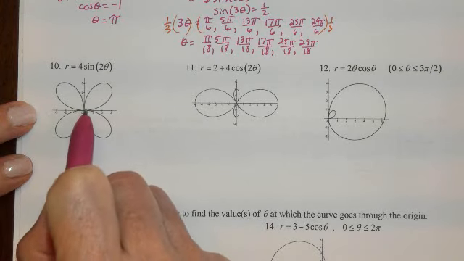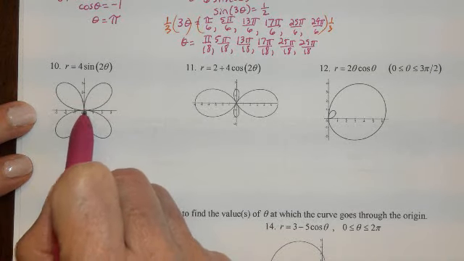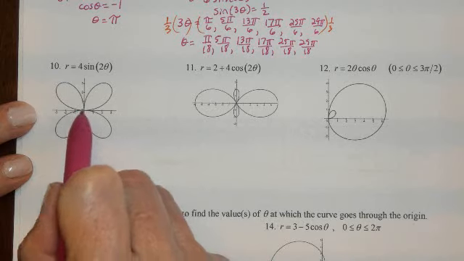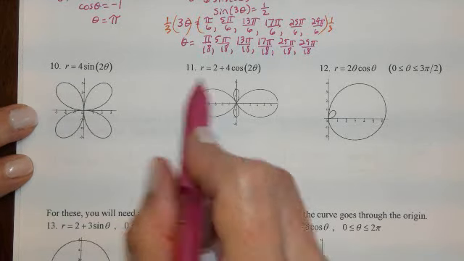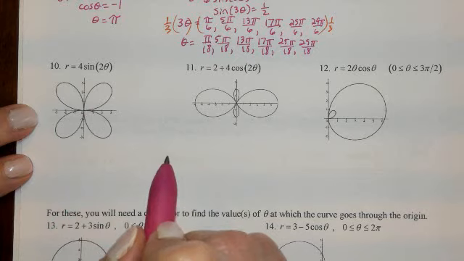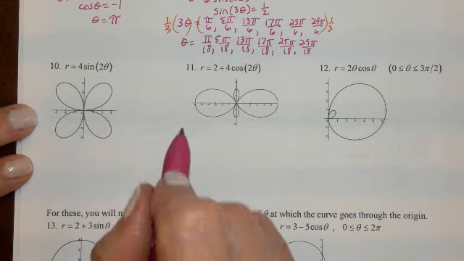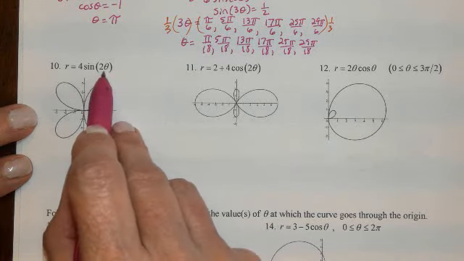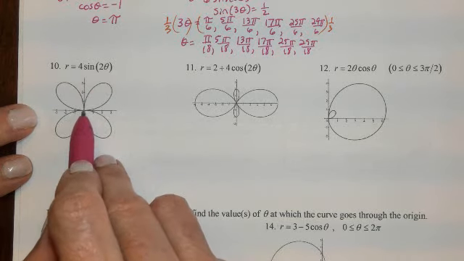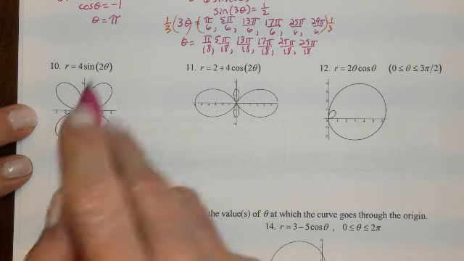I'm thinking there's 1, 2, 3, 4, maybe 5 here. 5 times this graph goes to the origin, because I think it starts there. If we put 0 in for theta, what is sine of 0? 0. So we're going to start right here at the origin.